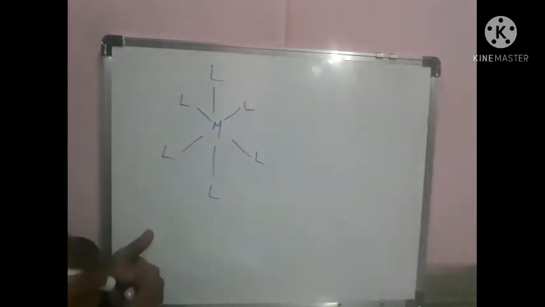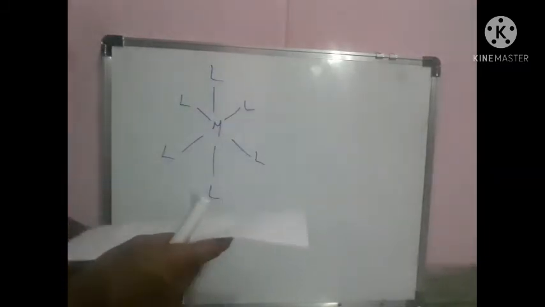This is an octahedral complex, and this is the central metal atom. This is a ligand. Above and below, ligands are present, and the positions are numbered like this: 1, 2, 3, 4, 5, and below, 6.